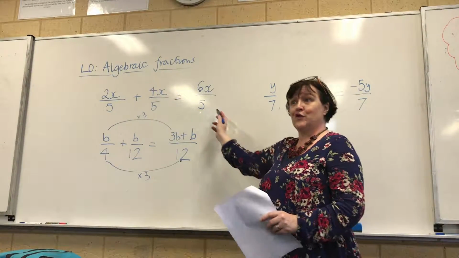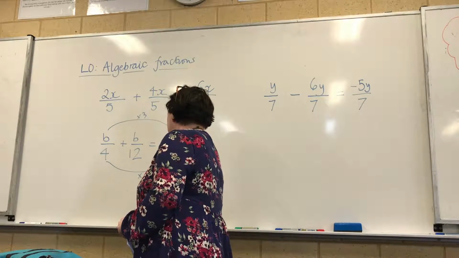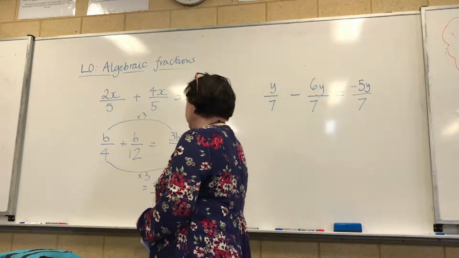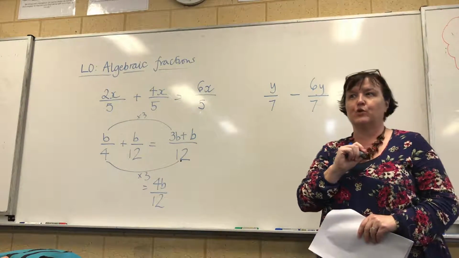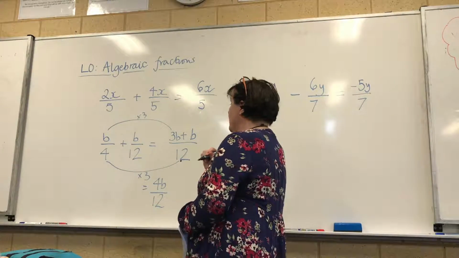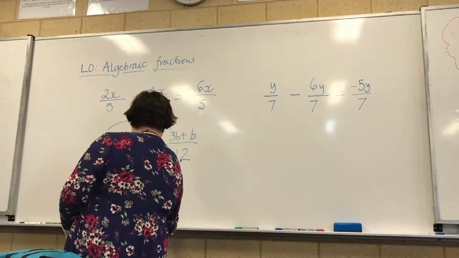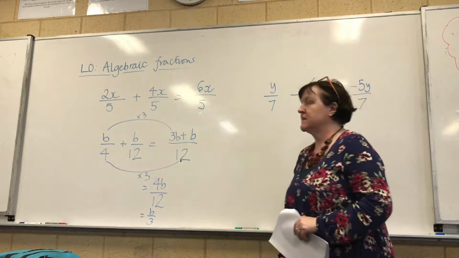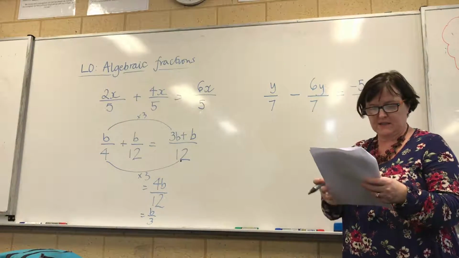And then you've got to simplify the numerators. So your answer is 4b over 12. But that isn't simplest form, is it? b over 3. That's right, b over 3. Well done. Okay. Everyone with me with that one? We'll do another couple that are a bit like that.